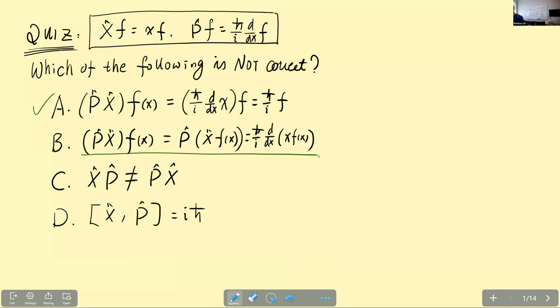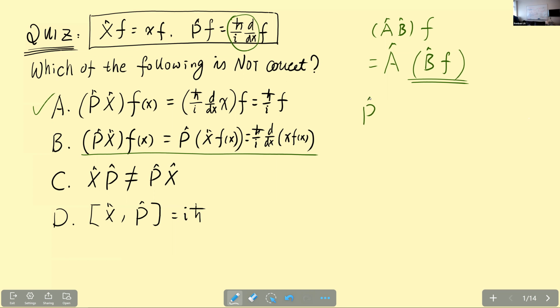Once you have two operators, A and B, this is a new operator, right? So this acting on this one actually means you act B on f first, and then act A on this new function. So this is an operator, and this operator should act on anything that's on the right of it.